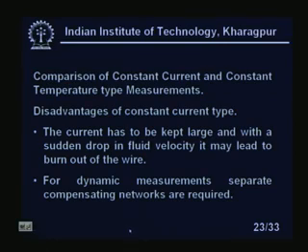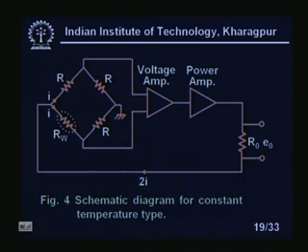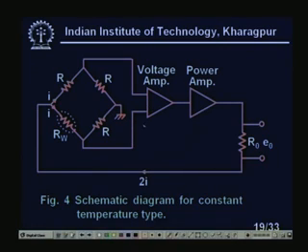For dynamic measurements, separate compensation networks are required. That means I need lead lag networks, as I told you earlier, to make the phase compensation, so that I can go for higher frequency measurement. You see the drift of the amplifier will come into the picture. Suppose I have a drift here, that will come in the amplifier output, and we will take the output from these terminals anyway.